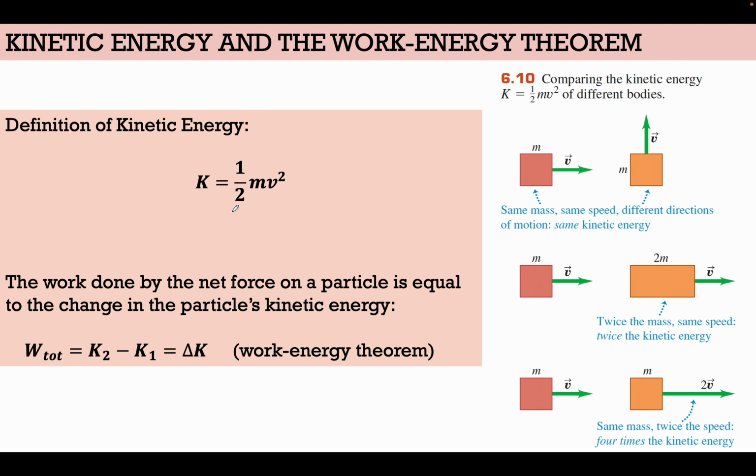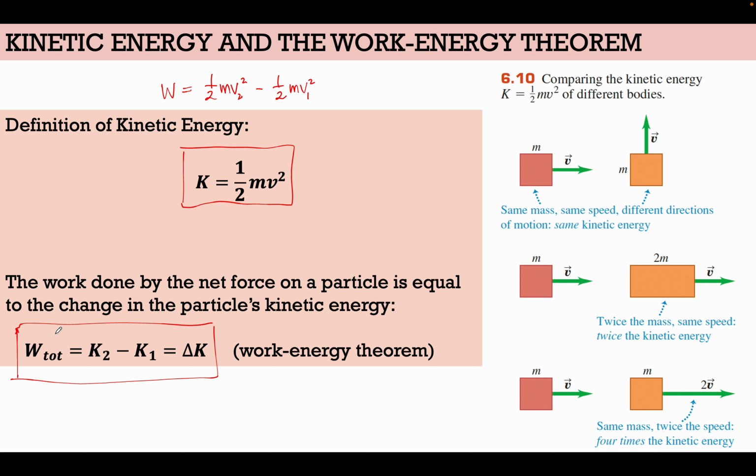But take note of the definition of kinetic energy: K is equal to 1/2 times m times v squared. So from the previous slide, we have the work done is equal to 1/2 m v2 squared minus 1/2 m v1 squared. Since kinetic energy is equal to 1/2 times m times v squared, here we have our work energy theorem.